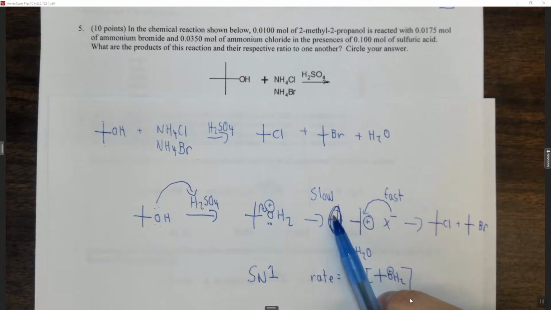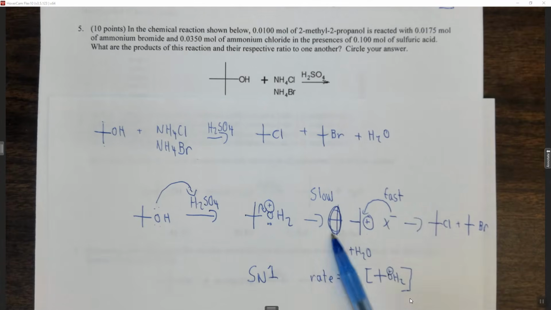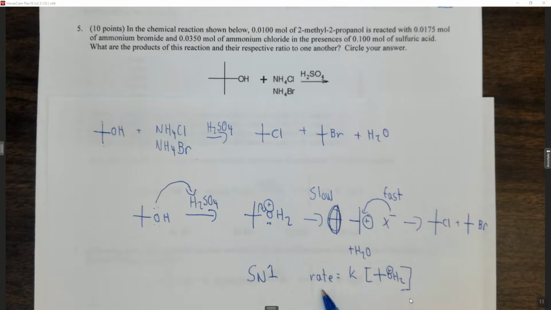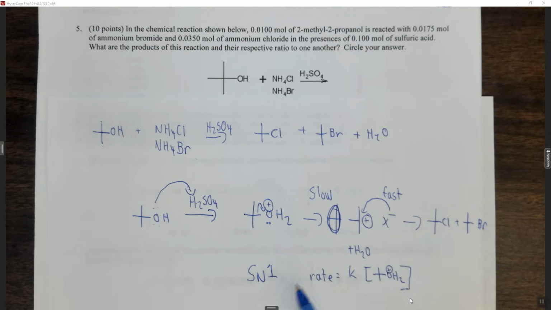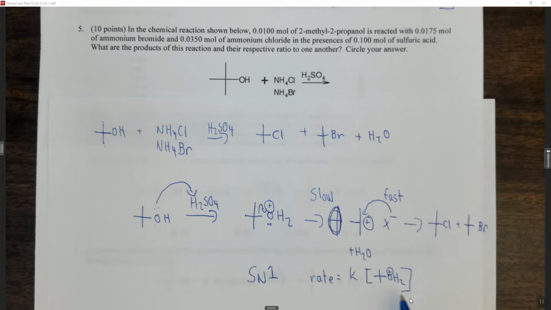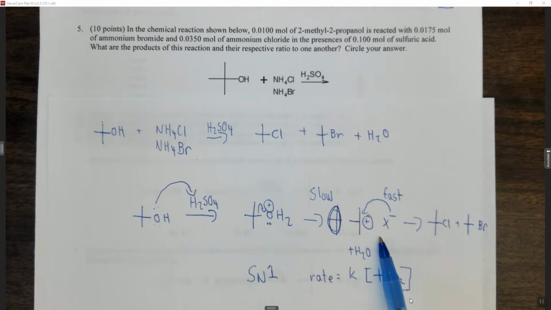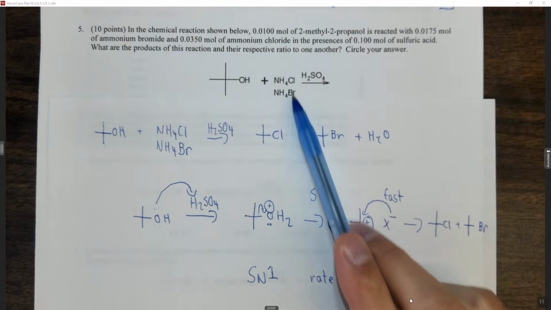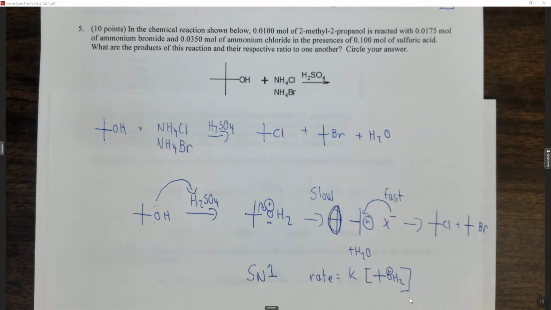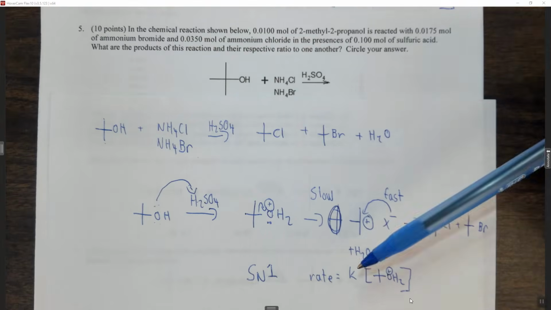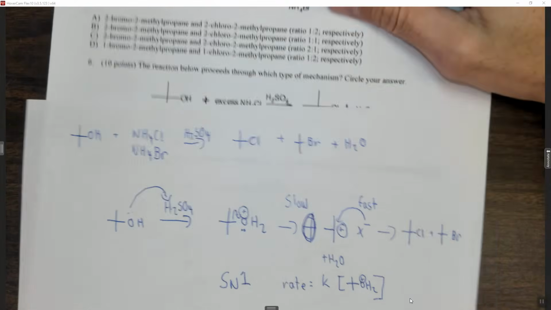The slow step of a reaction, as you'll recall from your kinetics, is the rate determining step. So rate equals k times the concentration of this. Since there's only one chemical in the rate law, this is an SN1 reaction. Said another way, it does not depend on the strength of the nucleophile. It doesn't matter if you have chloride or bromide, and bromine's a better nucleophile in aqueous acidic media. All right, now that we've talked a lot about this, let's go through and answer the questions.